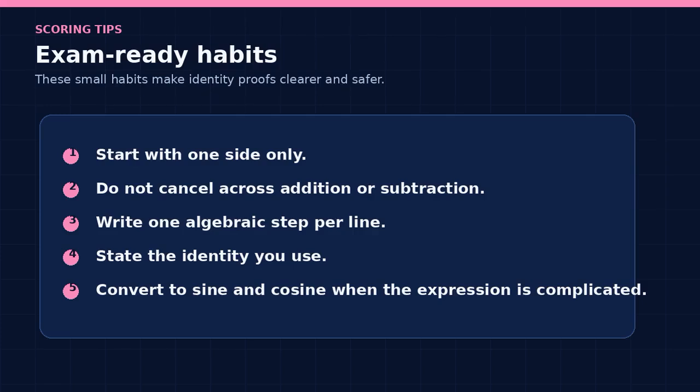Start with one side only. Do not cancel across addition or subtraction. Write one algebraic step per line. State the identity you use and convert to sine and cosine when the expression is complicated. These habits make identity proofs clearer and safer.